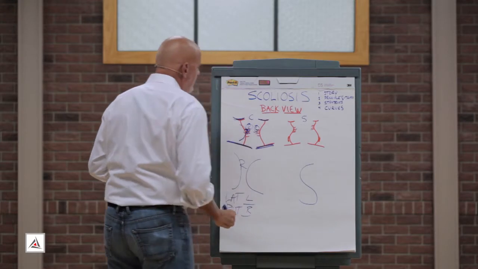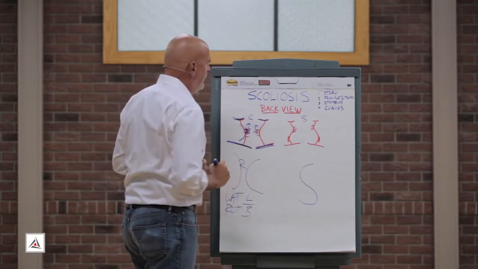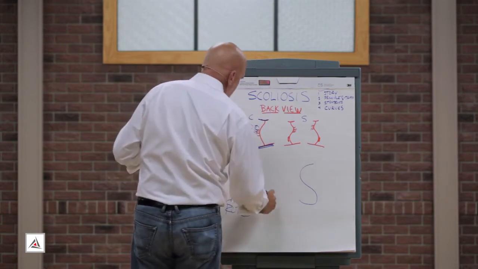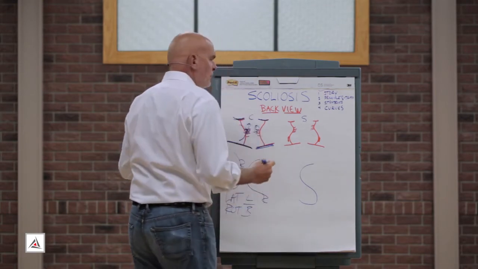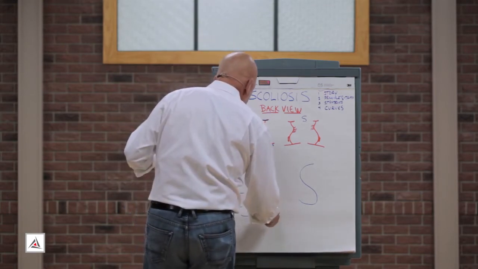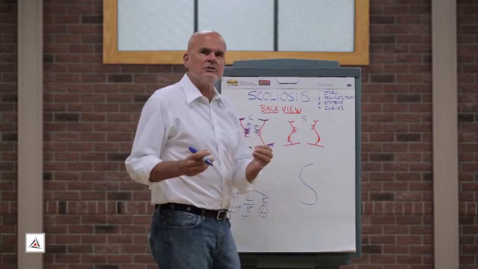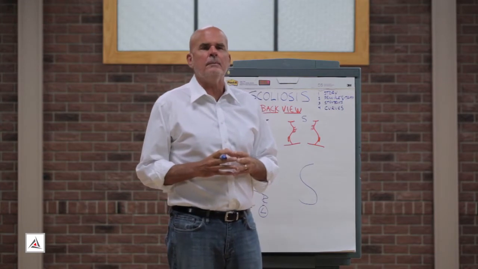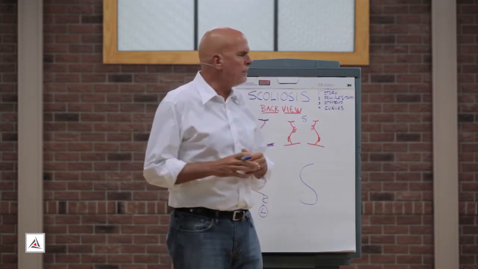Now, of course, the C curve with the apex to the left actually has lateral flexion to the right and obviously rotation to the left. Again, the type 1, which means opposite. Whatever the frontal plane's doing, the transverse plane compensates by doing the opposite.